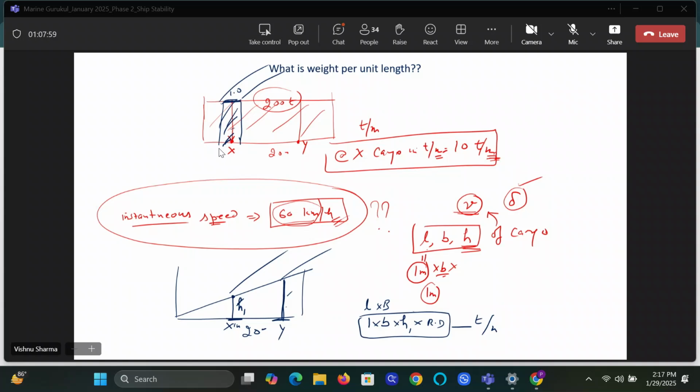Yeah, that's correct, because the weight of the cargo is changing because of what? 1 meter is not changing, breadth is not changing. What is changing then? RD is not changing. What is changing? It's only the height. Yes or no? Yes, sir.